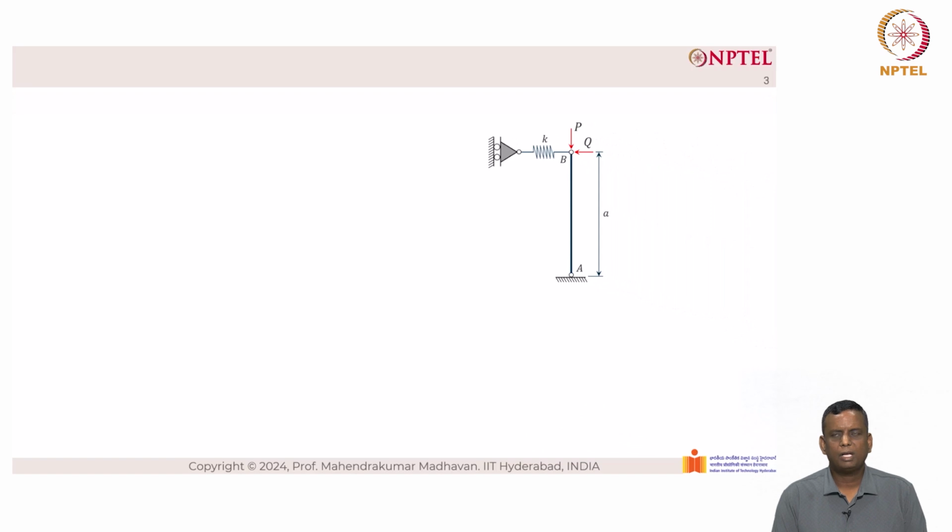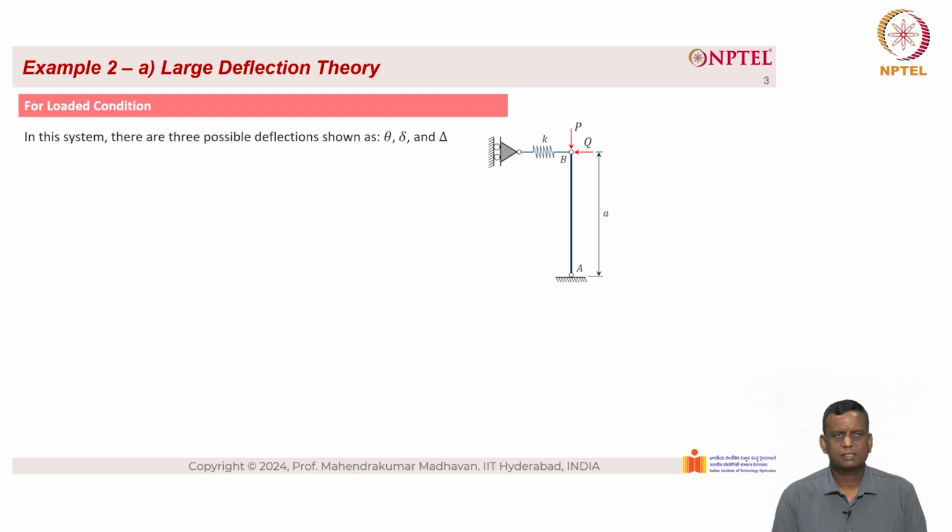So this is the problem that we have on the right hand side. A sketch is shown. For the loaded condition in this system, there are three possible deflections shown as theta, small delta and capital delta. As you can see from the right side, when all three loads are applied, which is the axial force P, and then there is a restoring force F, and then there is a destabilizing force Q that is acting, due to which the spring bar model will rotate by an angle of theta, and then due to which there will be a lateral displacement small delta and an axial displacement capital delta.